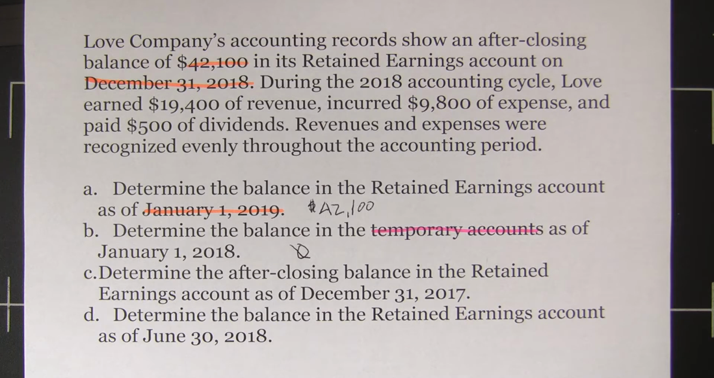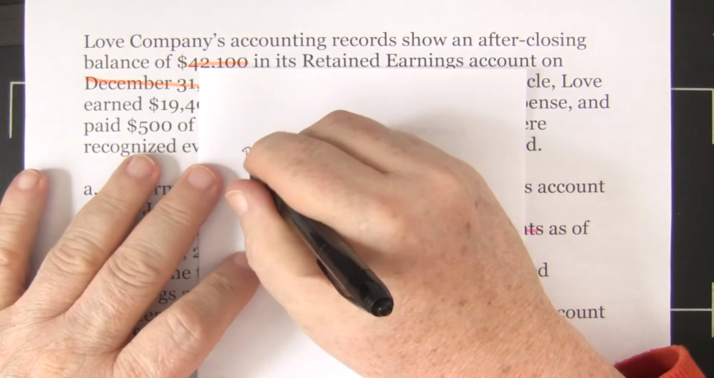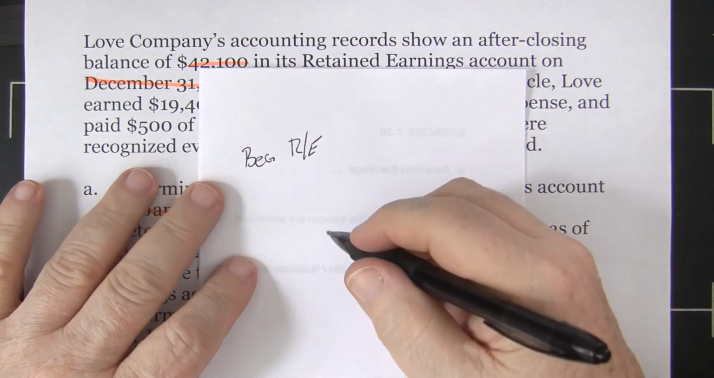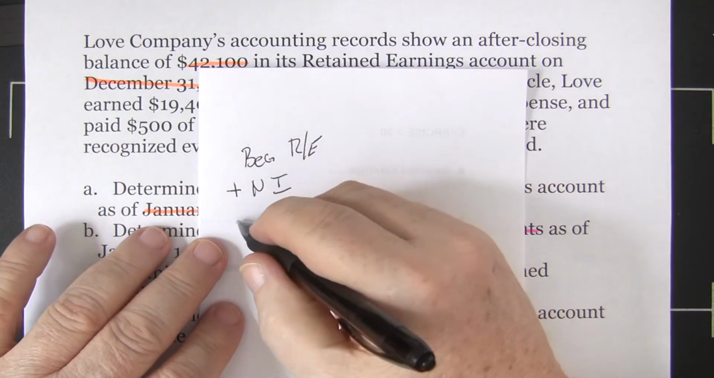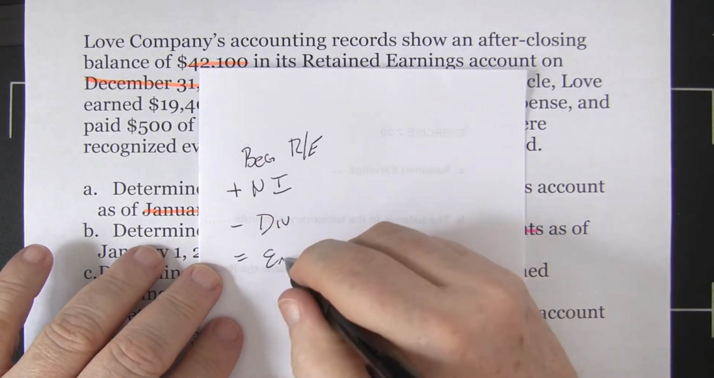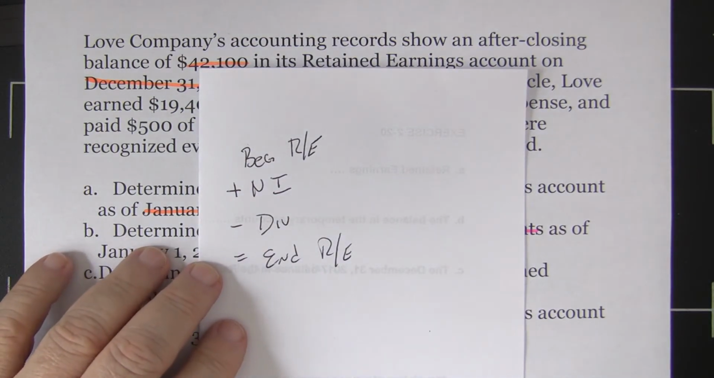Now, the next question says, what's the after closing balance in the retained earnings account as of December 31st, 2017? So we can't really find 2017, December 31st, but we can find January 1st of 2017, and we do it as such. Remember, our retained earnings account is beginning retained earnings, plus net income, minus dividends, equals ending retained earnings.